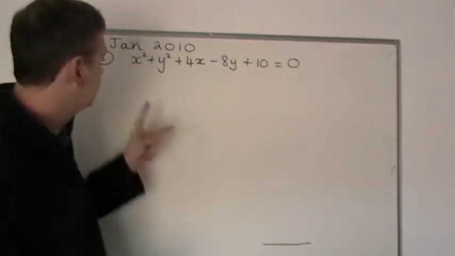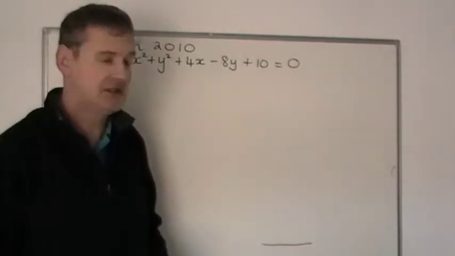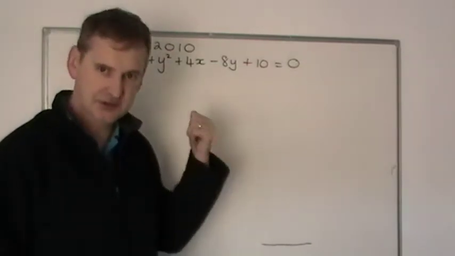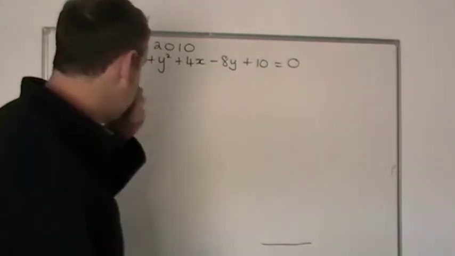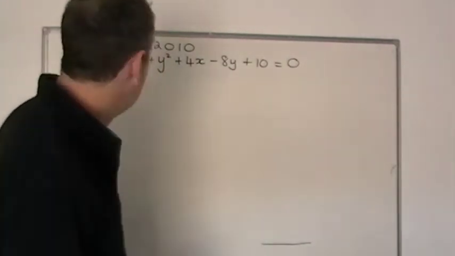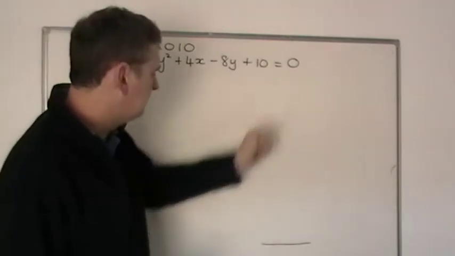Through the circle question, January 2010 C2. It's question 8 of that, so if you want to refer to your exam papers, you'll see that question in there. There's two parts to the question, a part A worth 4 marks, a part B worth 3 marks. This is the equation of the circle.